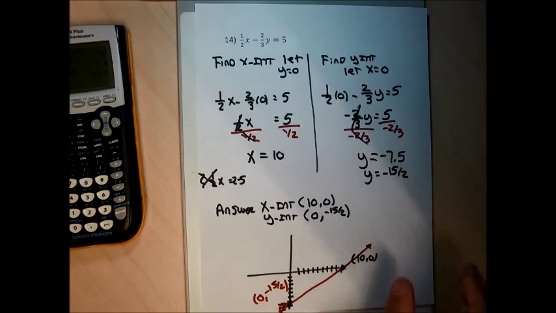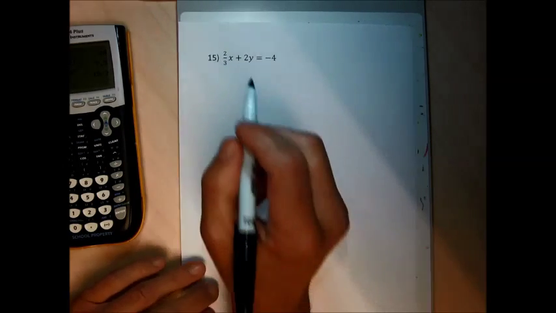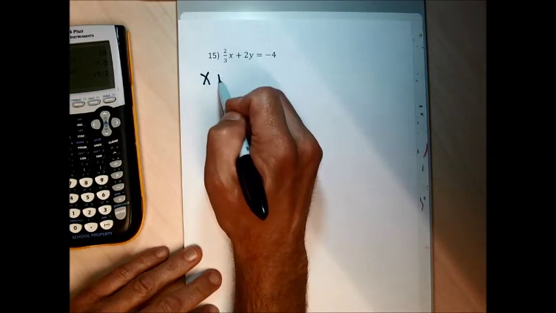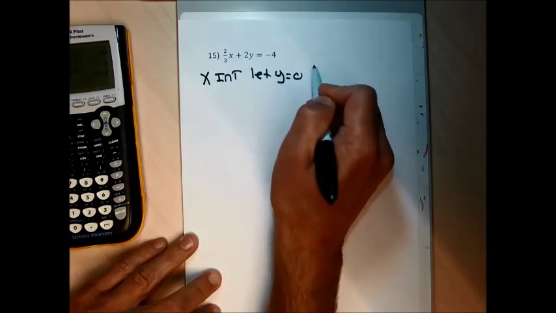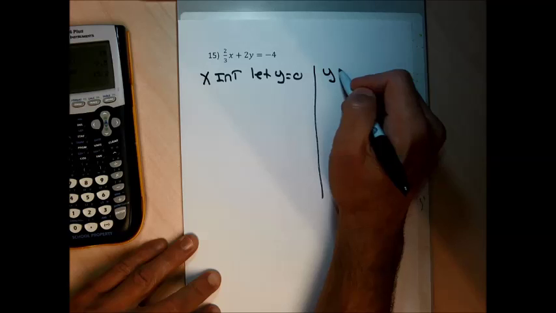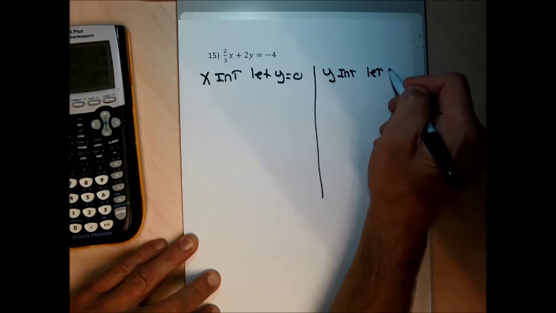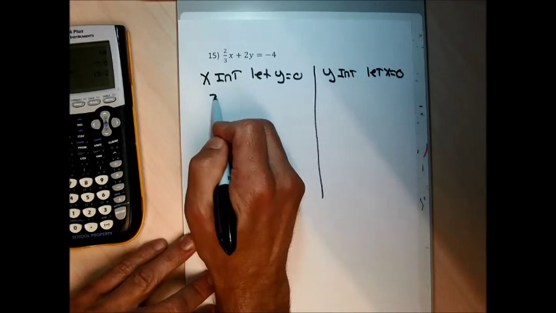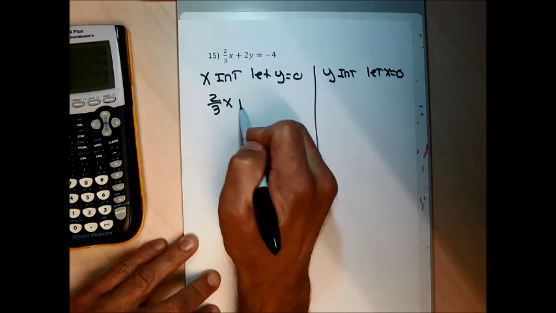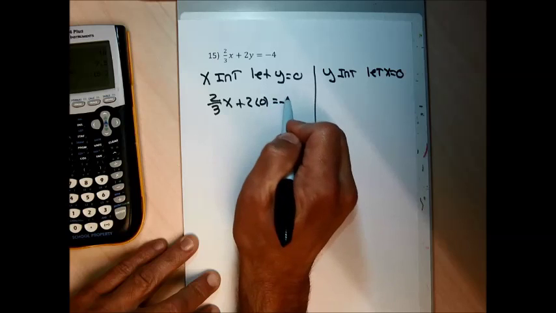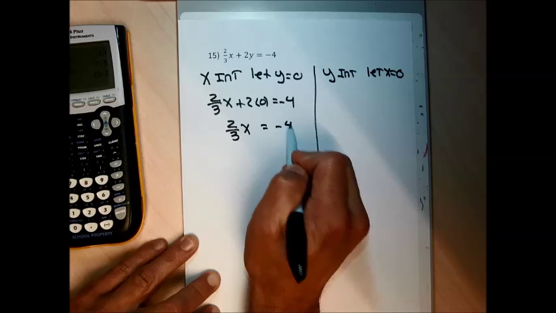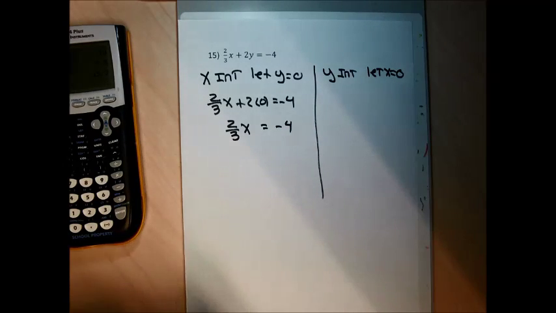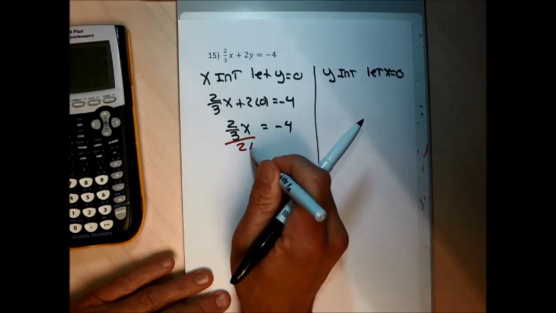All right, one more of these intercept problems. So for the x-intercept, I let y be 0. For the y-intercept, I let x equal 0. So for the x-intercept, I'm going to go 2/3 x plus 2 times 0 equals negative 4. That will give me 2/3 x equals negative 4. I could multiply both sides by 3/2, or I can divide both sides by 2/3.